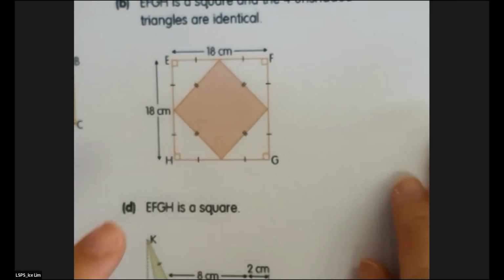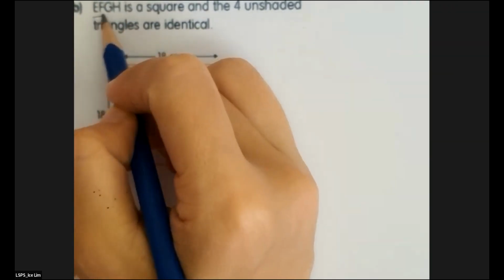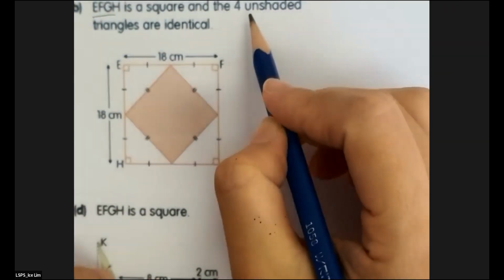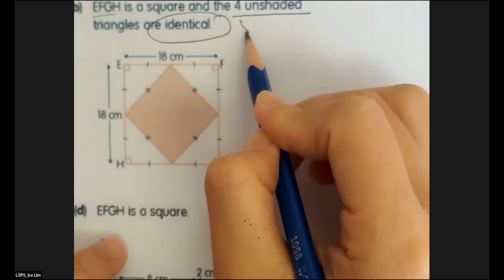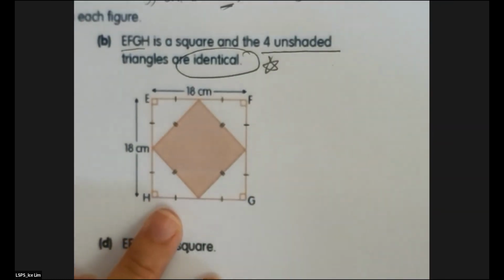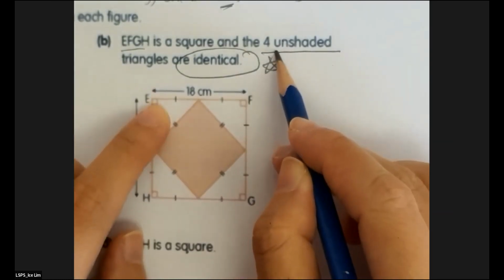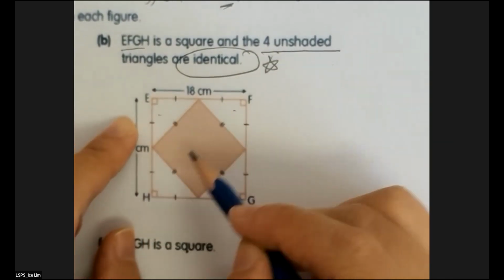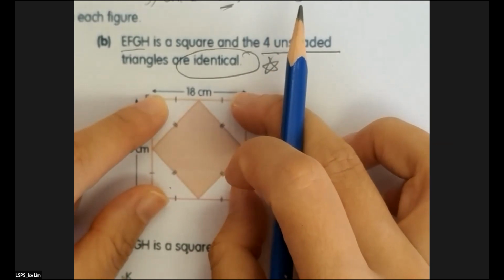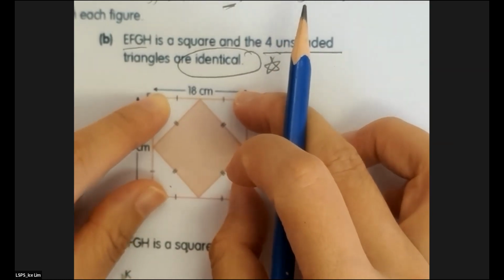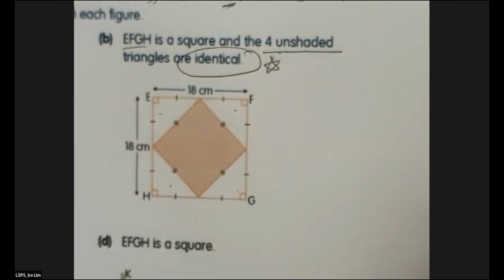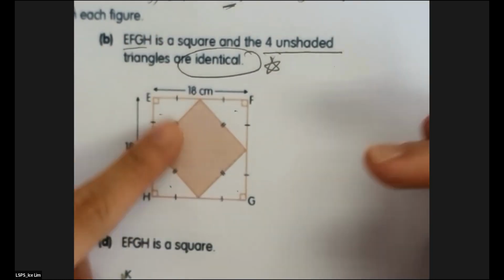Okay, moving on. Here it says EFGH is a square. 4 unshaded triangles are identical. The keyword is identical here. Then you have 4 unshaded, that means 1, 2, 3, 4. These 4 triangles here are identical. That means if I find one, I find all. And I want to find the shaded part.